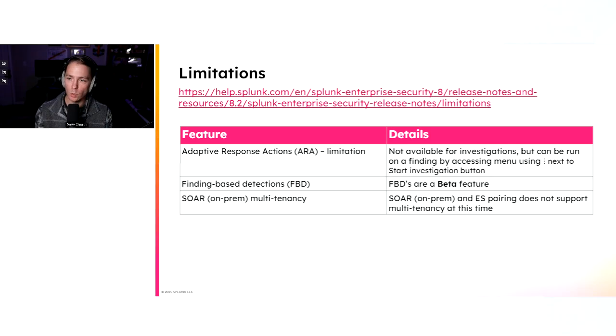And one thing, if you are a SOAR on-prem customer and you have the multi-tenancy feature enabled on your SOAR instance, pairing that and Enterprise Security 8 in the native converged experience will no longer work. The adaptive response based approach and the way you may be pulling SOAR cases between the two apps, the Splunk app for SOAR and Splunk app for SOAR export, will continue to work, but the converged experience does not support SOAR on-prem multi-tenancy.